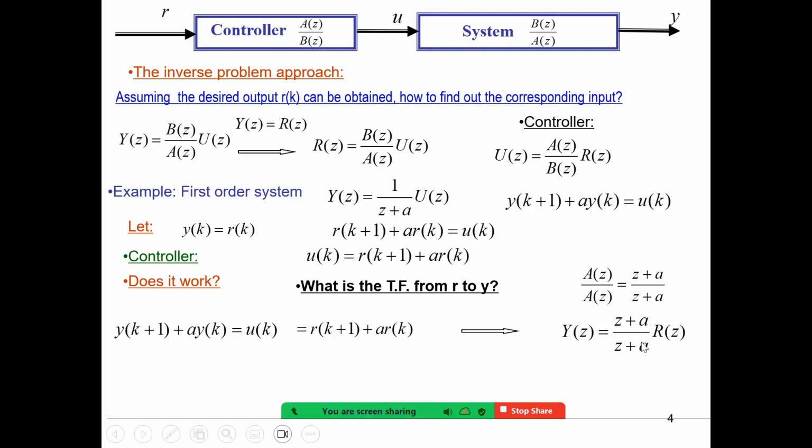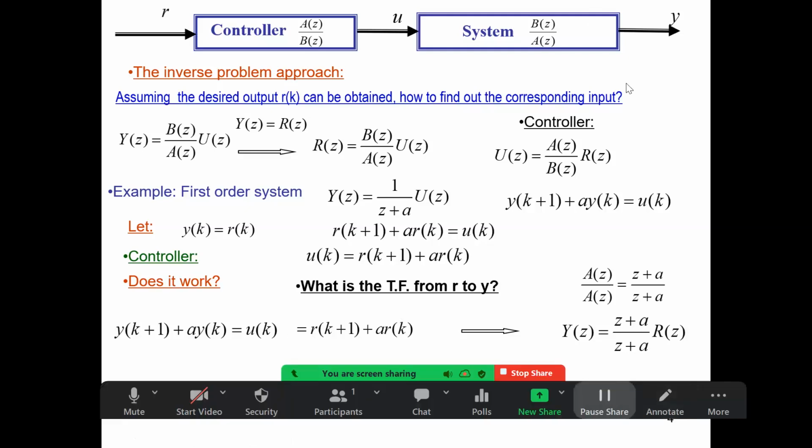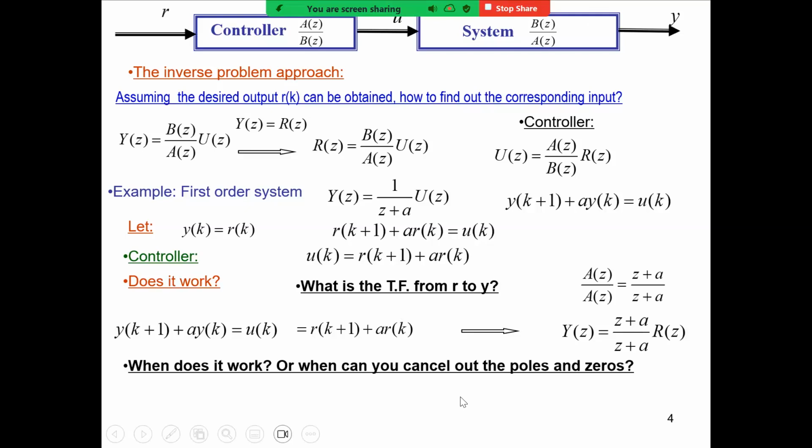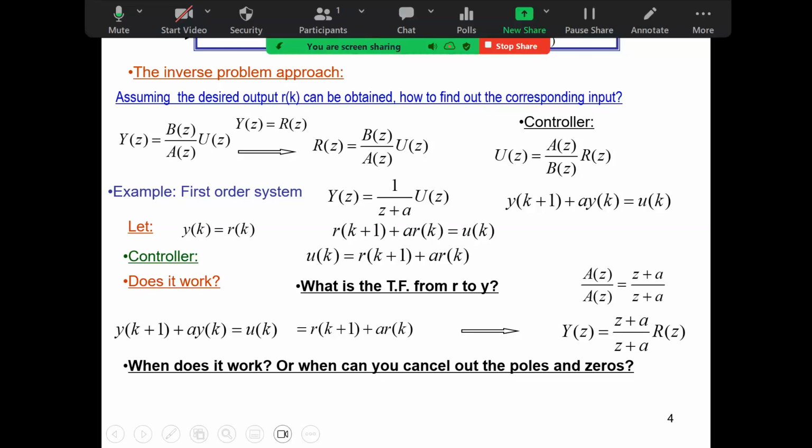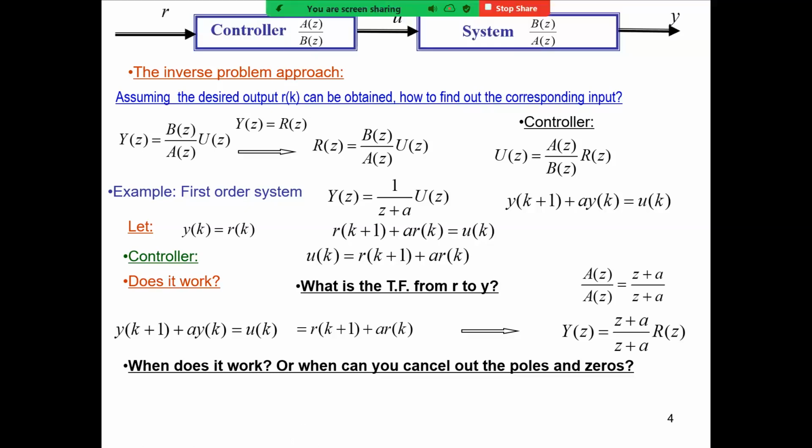And from this one, you also know, yes, indeed, this B, you can cancel out. Any questions? So therefore, when does it work? In the ideal case, if I can cancel out both, then of course the transfer function relating the reference signal and output will just be one. Output y equals the reference signal, right?